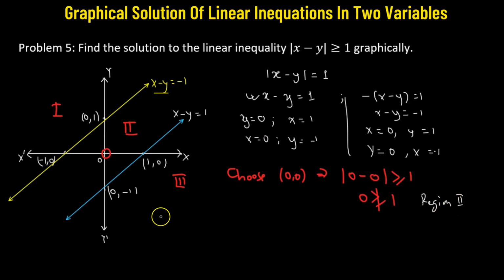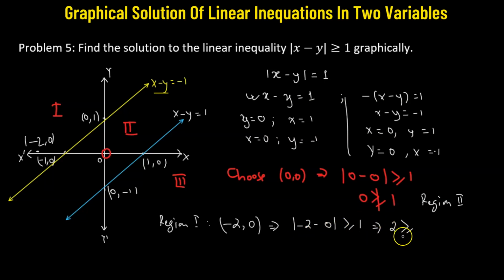So let's take a point from region number 1. Let's take the point negative 2 comma 0. So we'll substitute this into the inequality. This is going to give us absolute value of negative 2 minus 0 greater than or equals to 1. So we have absolute value of negative 2, and that value is always positive 2. So we have positive 2 greater than or equals to 1. This is a true statement. So that means region 1 is a part of the solution.